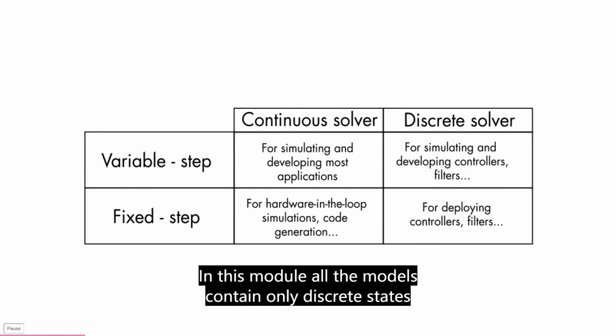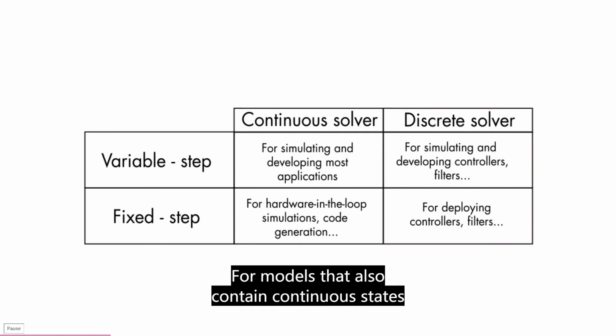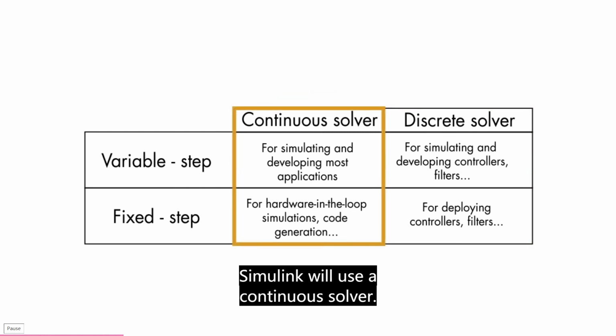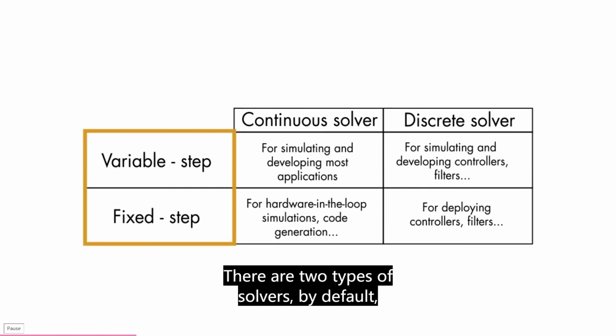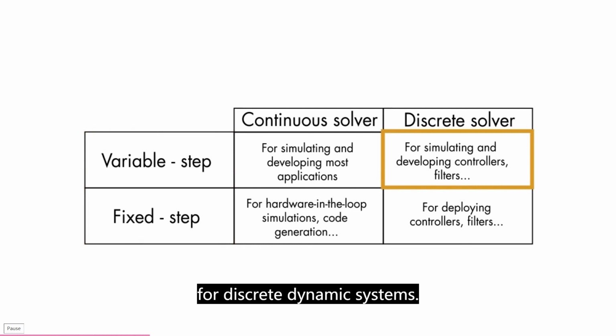In this module, all the models contain only discrete states, so Simulink will use a discrete solver to solve these systems. For models that also contain continuous states, Simulink will use a continuous solver. There are two types of solvers. By default, Simulink selects a variable step discrete solver for discrete dynamic systems. So, what does the solver do?